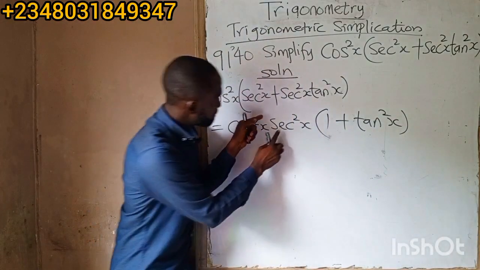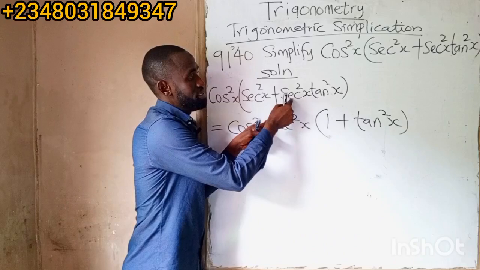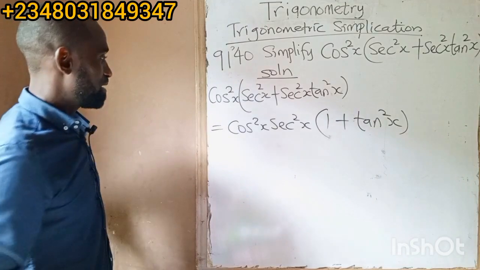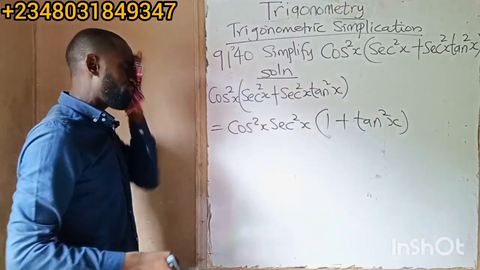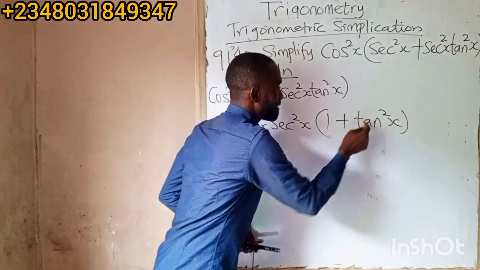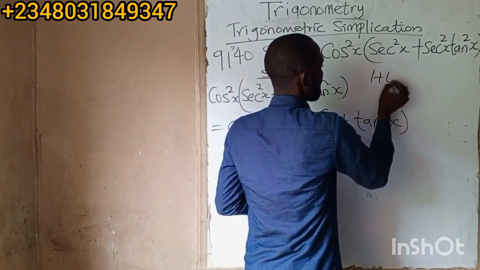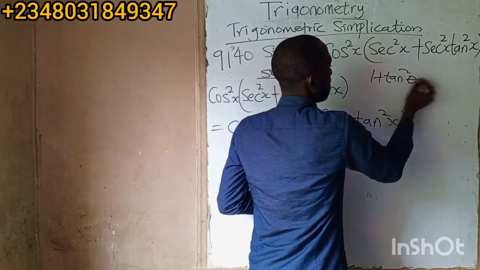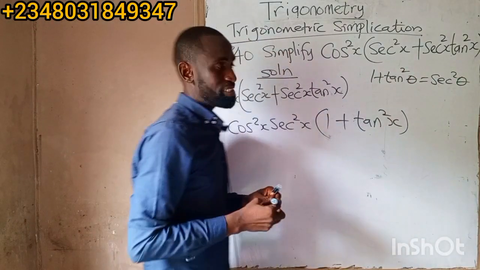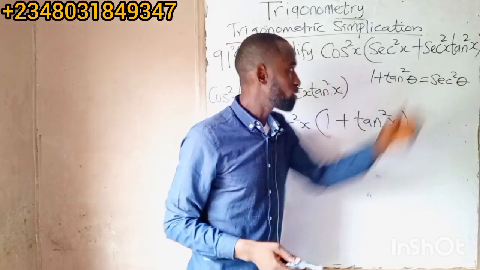What did I do here? Sec square x times 1 is sec square x. Sec square x times tan square x is sec square x tan square x. So that's what I did there. Is it clear? So let us go. What can I do again? You think very fast. Oh, look at this. Basic identity. You know 1 plus tan square something must give us sec square theta. If you collect under basic identity, 1 plus tan square theta equals sec square theta.